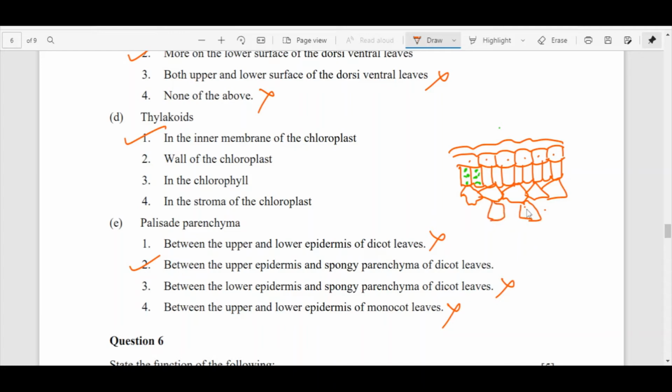I am not drawing the entire thing. So if these are the spongy mesophyll cells, okay, then these are what? These are the palisade mesophyll cells. This is the upper epidermis and the top one is your cuticle of the leaf. Okay, I hope this is clear, children.